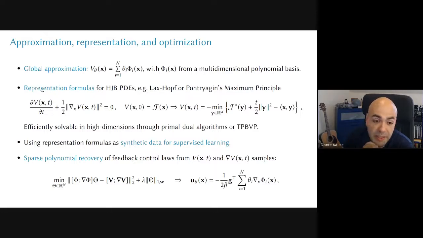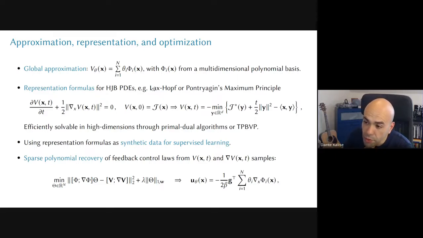that's called representation formulas. For instance, in the heat equation, you have the heat kernel, you have the fundamental solution. That's a representation formula for the heat equation. For the Hamilton-Jacobi equation, for instance, this one here is a Hamilton-Jacobi equation. It's perhaps the simplest case. You have the time derivative of V here, and then you have the gradient. This is the classical Hamilton-Jacobi thing. You have the norm of the gradient of V.